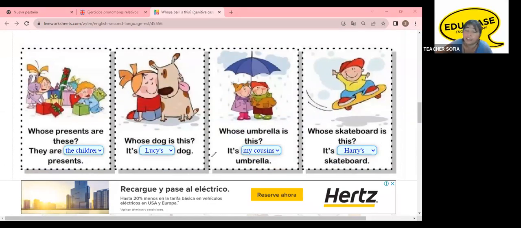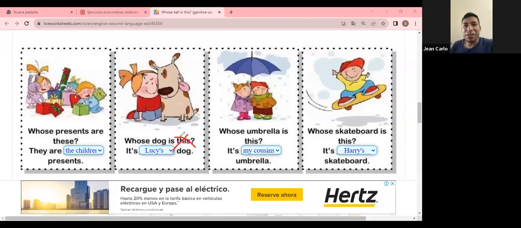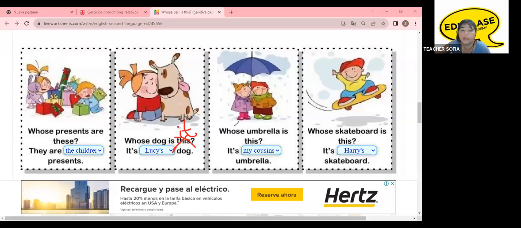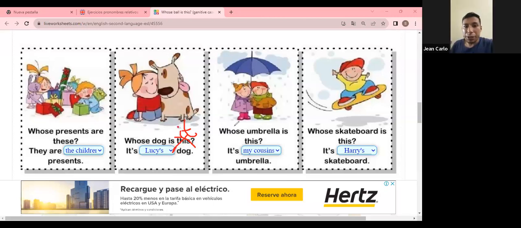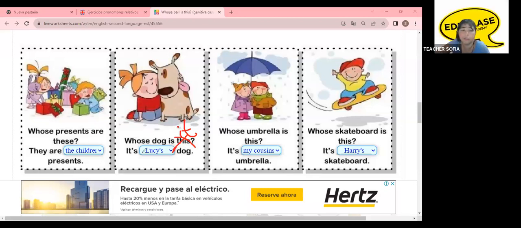Okay. Let me see if I understood the question. I guess that you are asking if you can replace this by it. Is that the question? Yes, coach. Okay. Yes, you can. Of course. Whose dog is it? You can say this or you can say it. And you can replace this by they, because it's for people, animals, and things.